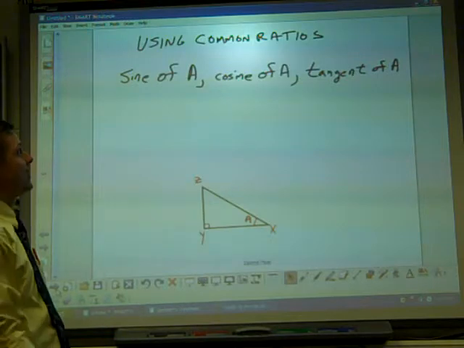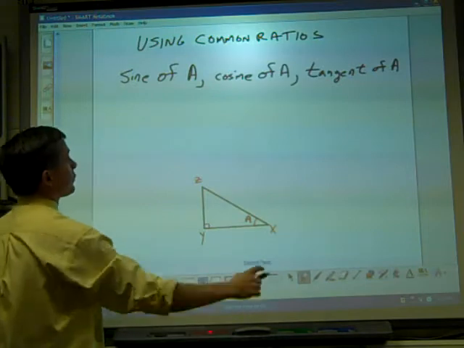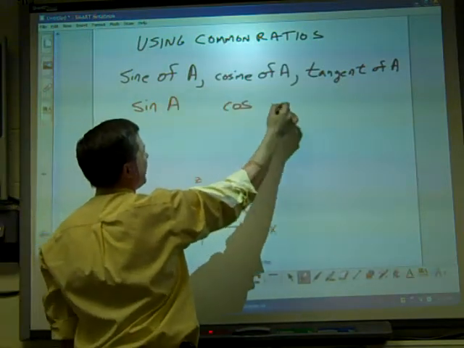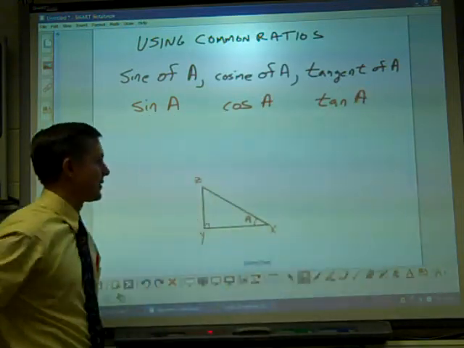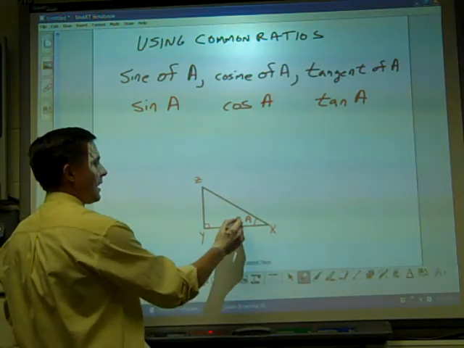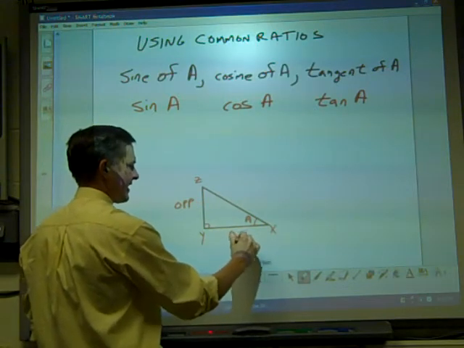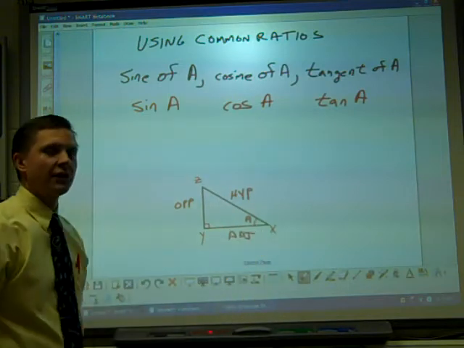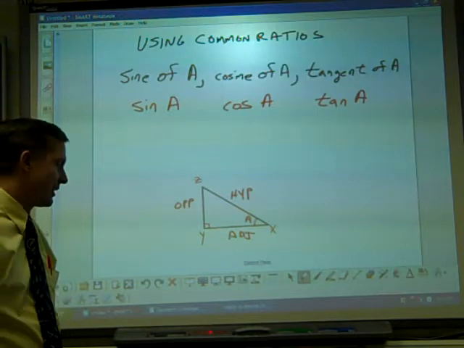We're going to use common ratios of sine of A, cosine of A, and tangent of A, which you saw the abbreviation is sine, cosine, and tangent. When we look at a right triangle, and again we use A, we're going to have the opposite here this time, the adjacent, and the hypotenuse. And we're going to set up ratios of these sides. We'll talk about what those ratios are in a little bit.